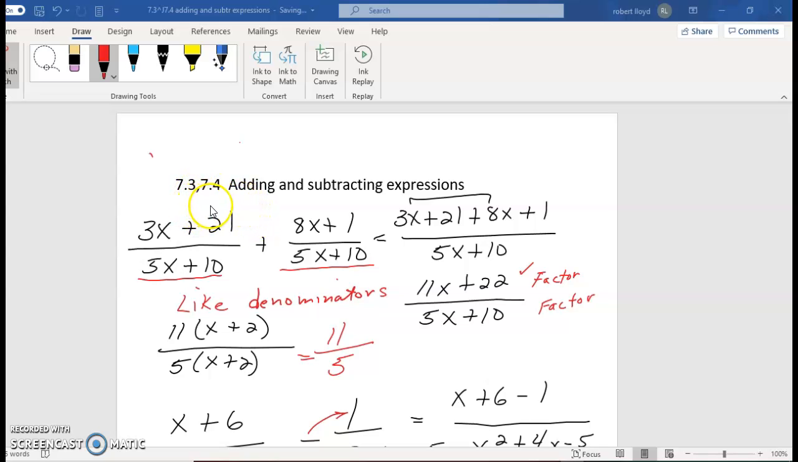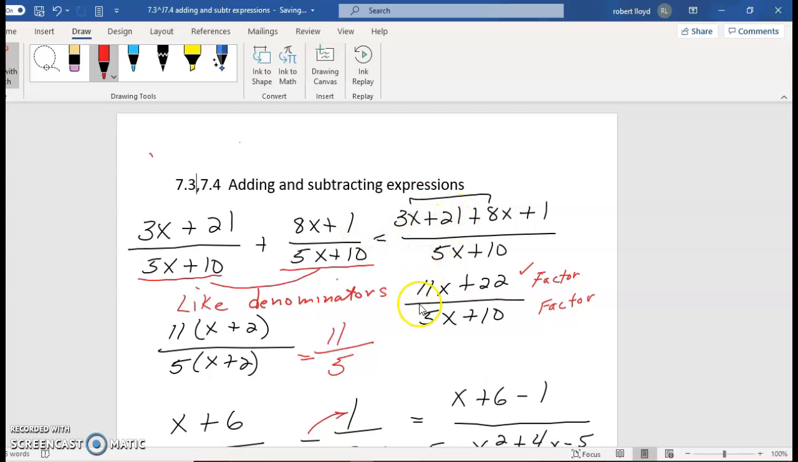Okay, 7.3 and 7.4 deal with adding and subtracting expressions. In the previous videos, we've multiplied and divided them, but now we're going to add and subtract them. Remember, when you add and subtract fractions, you have to have a common denominator. So they're going to start you out giving you a common denominator. So in this example, the denominators are the same, so you simply add the numerators.